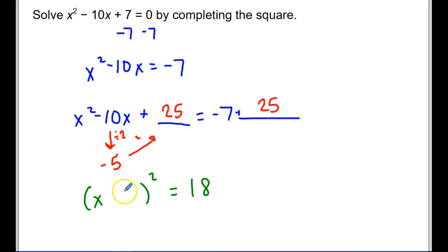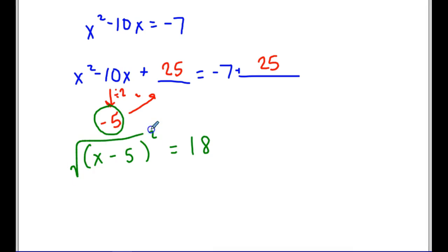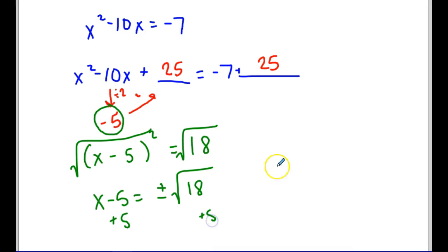Okay. So now over here I see the value that has to go in here is going to be this negative 5, and that I get from right here. So now I have (x minus 5) squared. So I want to take the square root of both sides. So I have x minus 5 equals plus or minus, whenever I take the square root of something I have plus or minus, the square root of 18, and now I'm going to add 5 to both sides. So I have 5 plus or minus the square root of 18.